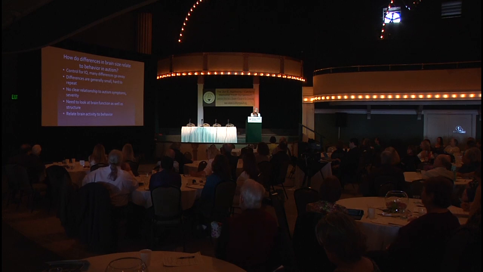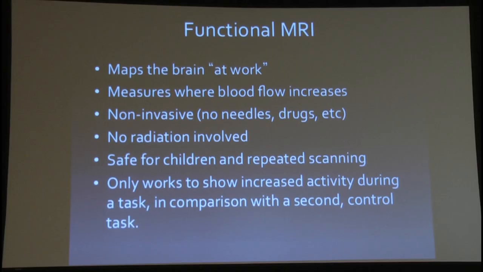So we've been shifting our focus to look at brain function rather than brain structure, how the brain is actually working, and relating this to specific behaviors in autism. And we do this with a technique called functional MRI. I think many of you have heard about functional MRI now because it makes the news a lot. It's a technique that maps the brain at work. More specifically, it measures where blood flow increases during task performance.